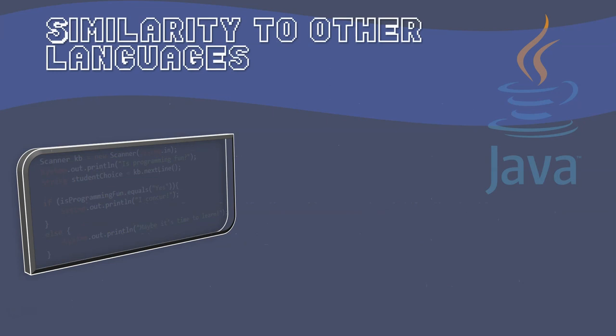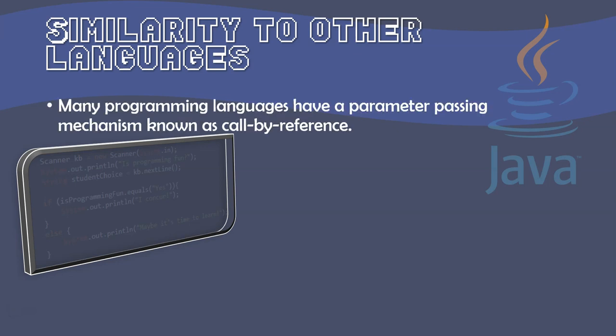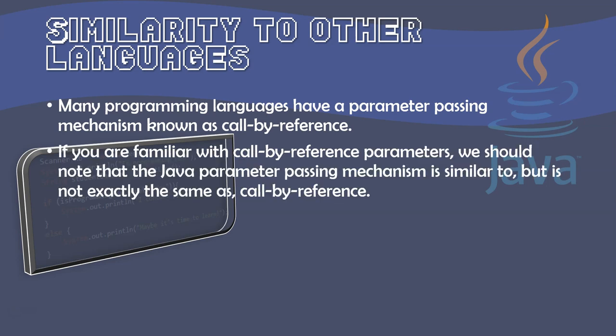Now, this, of course, is not something that's unique to Java. This is a similarity to other languages. Many programming languages have a parameter passing mechanism known as call by reference. If you're familiar with call by reference parameters, we should note that Java's parameter passing mechanism is very similar to, but is not necessarily the same as, call by reference.